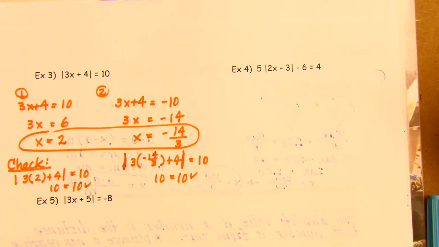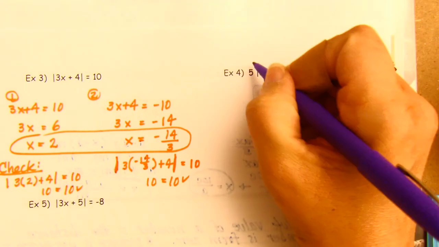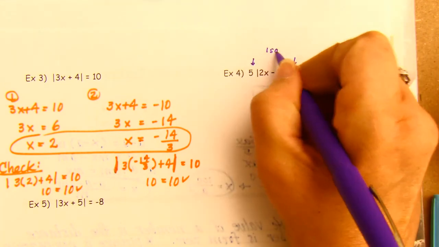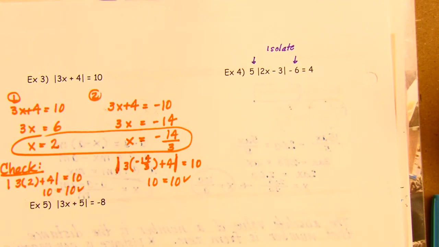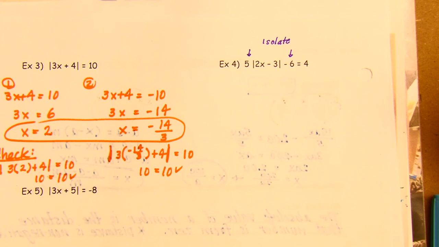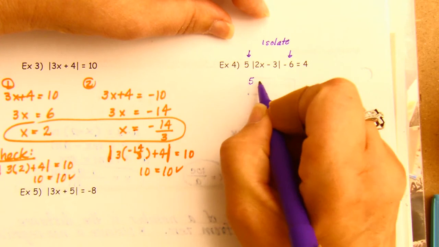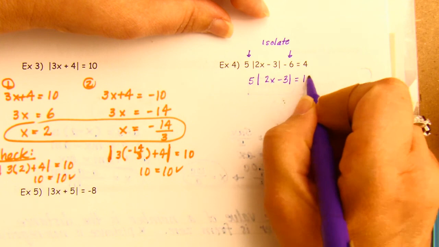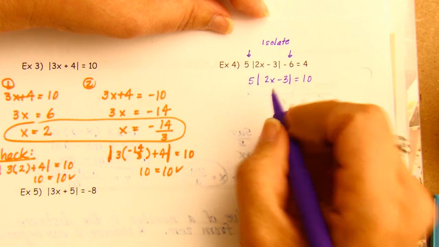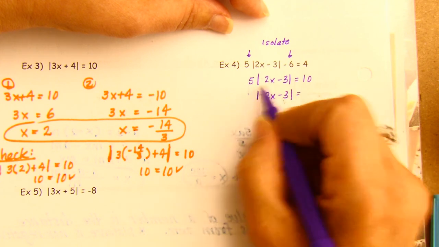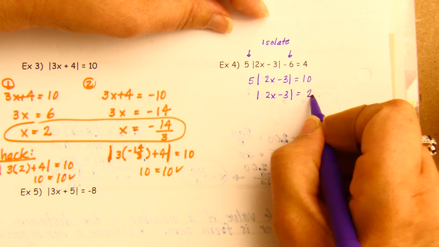Okay, the next one. Notice, this is in the front of the bars, and this is in the back. You need to isolate those bars, 2x minus 3, what's inside the bars. So I have to add 6 first, and then I've got to divide by 5. So here I've got 5 times the absolute value of 2x minus 3 equals 10. Now I'm going to divide by 5. Absolute value of 2x, subtract 3, equals, okay, 10 divided by 5 is 2.